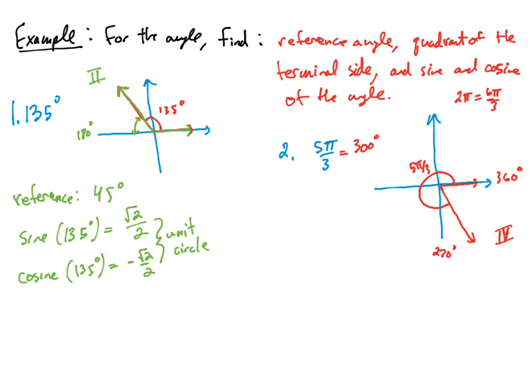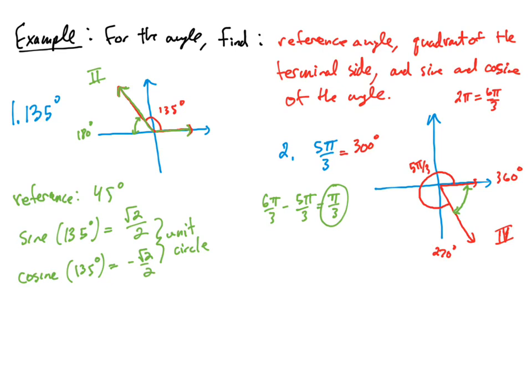So we want to find the reference angle. The reference angle is going to be this angle right here. So we would do 2 pi minus 5 pi over 3. So 6 pi over 3, which is equal to 2 pi, minus 5 pi over 3. So we end up with pi over 3 as the reference angle.